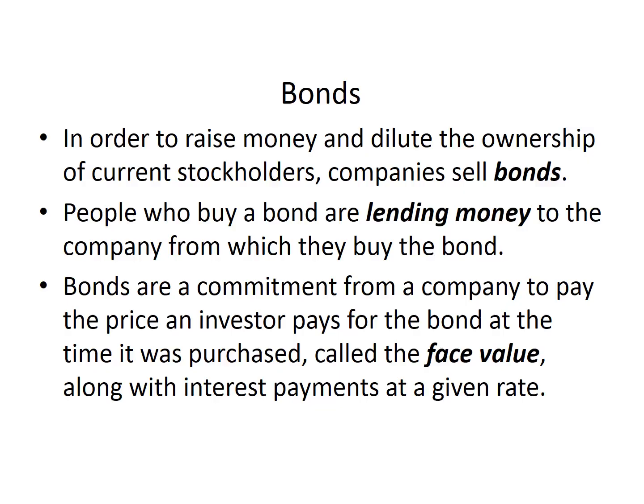Bonds. In order to raise money and dilute the ownership of current stockholders, companies sell bonds. People who buy a bond are lending money to the company from which they buy the bond. Bonds are a commitment from the company to pay the price an investor pays for the bond at the time it was purchased, called the face value, along with the interest payments at a given rate. Right? You hear often, like, even savings bond, you know, you buy it for $25 and in 10 years it's worth $50, and you can go trade in your savings bond and get $50.